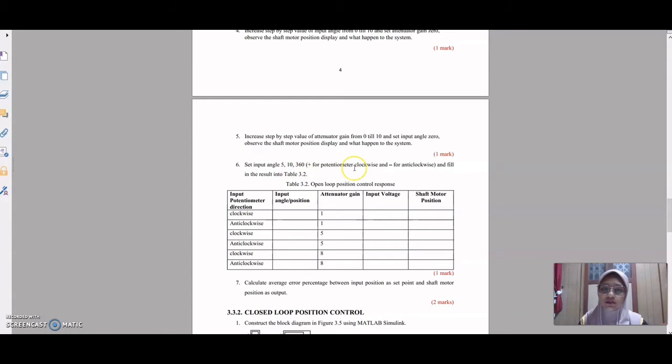Okay, next we can move to step 6, which is to set input angle 5, 10 and 360, positive for potentiometer clockwise and negative for anti-clockwise, and fill in the result into table 3.2. So this is table 3.2. Okay, first, the values 5, 10 and 360, we can put here. So clockwise is positive, anti-clockwise is negative.